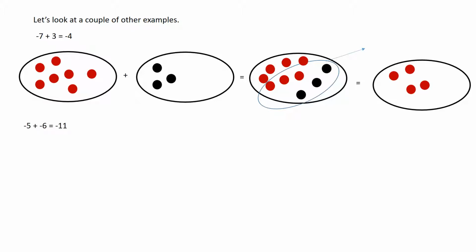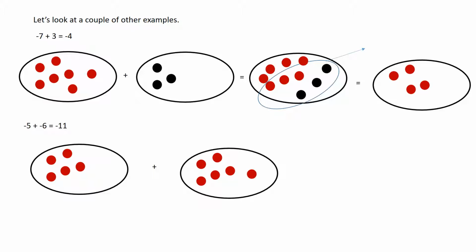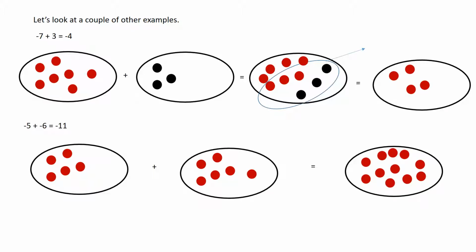Suppose I want to add negative 5 and negative 6. There's 5 red chips and then 6 more red chips, and when I combine those together I have no black and red pairs to cancel out, so I just have 11 red chips, or negative 11.